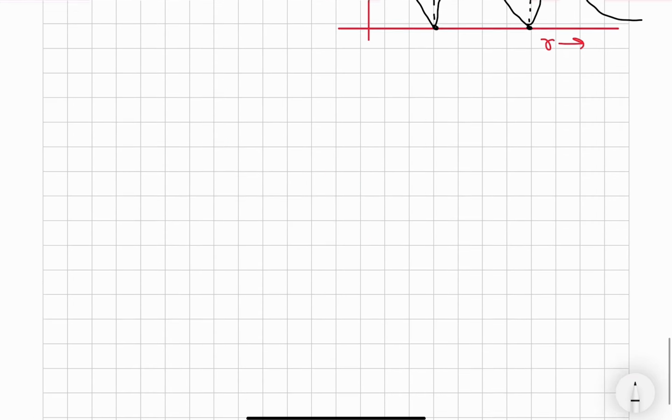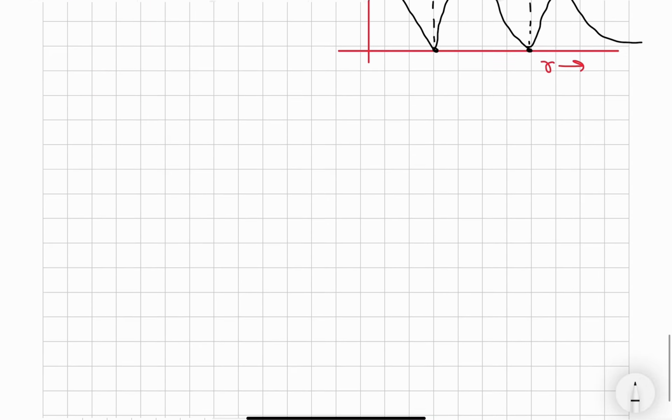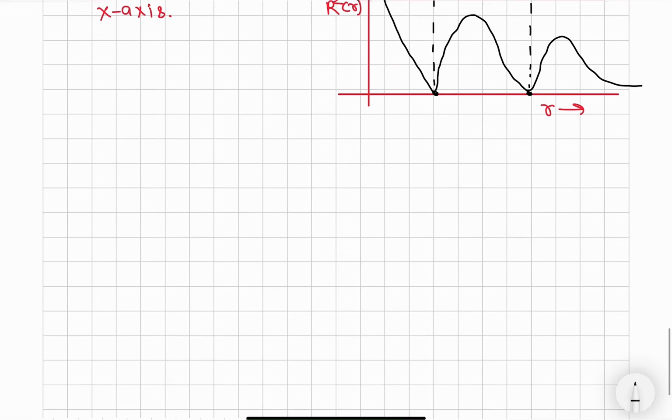Now we will draw graph. This will be 3s orbital. Now similarly we can draw graph for 4s orbital. Okay, now we can draw graph for 2p or 3d or 4f. Why all three orbitals do I take simultaneously? Because the graph of all these three orbitals will be similar in nature.